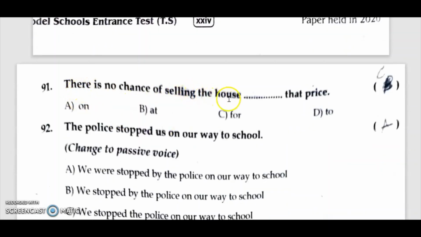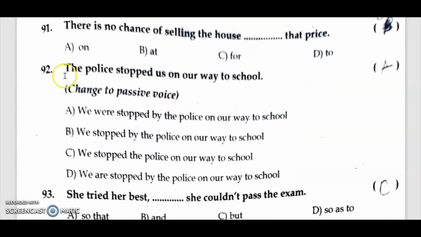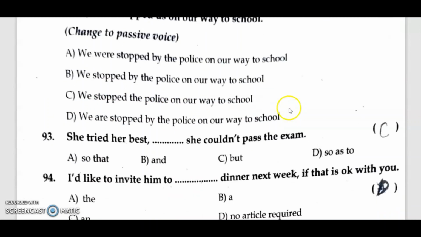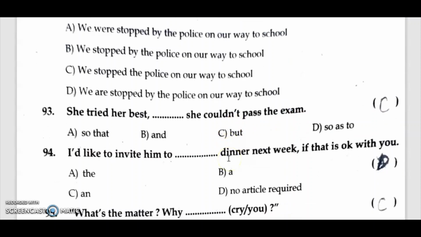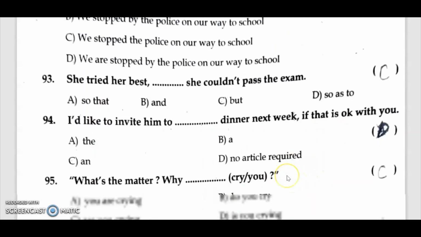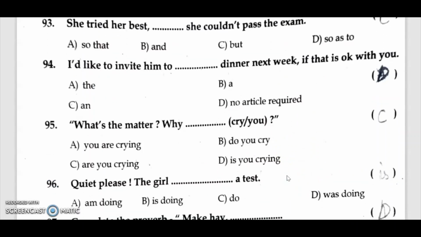There is no chance of selling the house for that price. C is the correct option. The police stopped us on our way to school. The passive voice is: We were stopped by the police on our way to school. She tried her best dash she couldn't pass the exam. Here it is but. I would like to invite him to dinner next week if that is okay with you. So no article is required. What's the matter? Why you dash cry? Why are you crying? is the correct answer.